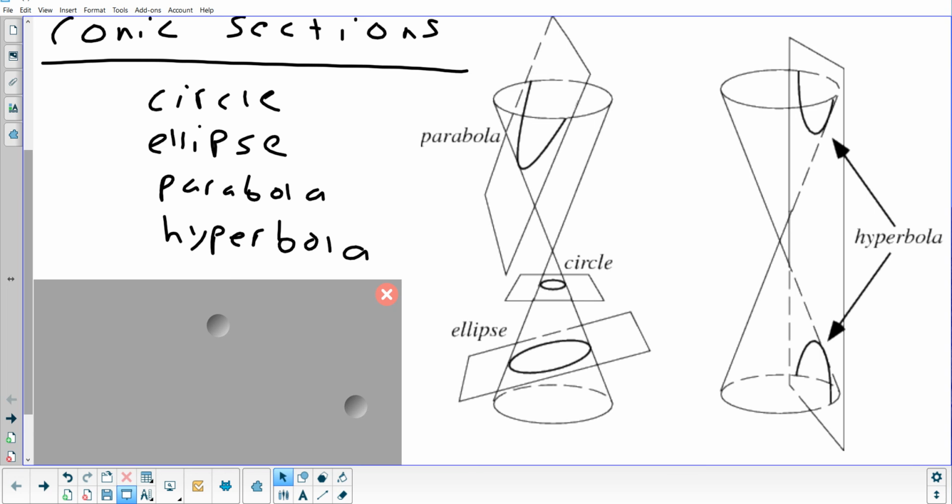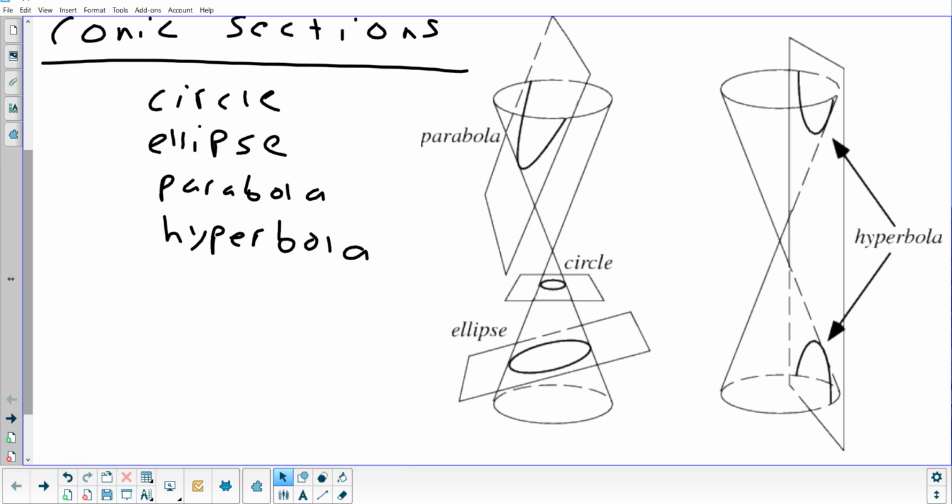The parabola is a little different than the other two. We're not going to spend a lot of time looking at circles, because a circle is really a special case of an ellipse. A circle is an ellipse where the length and the width are the same. That's all that a circle is. So we'll look at circles and ellipses together next time, and then hyperbolas will be the last one we do. Questions on those four different shapes?